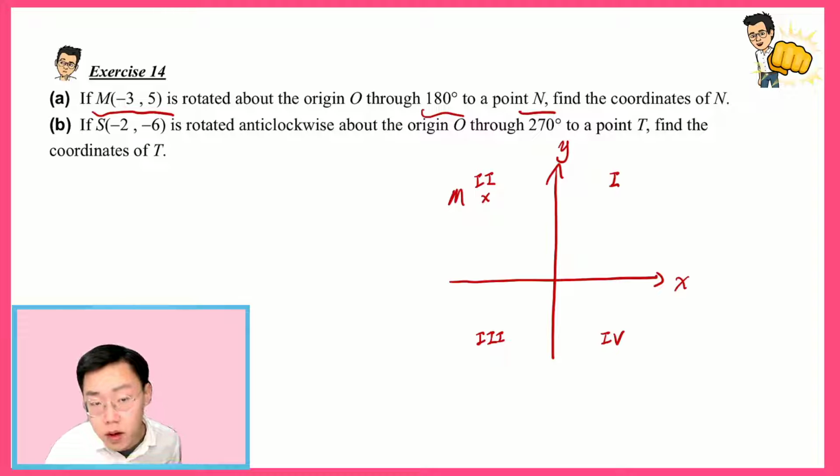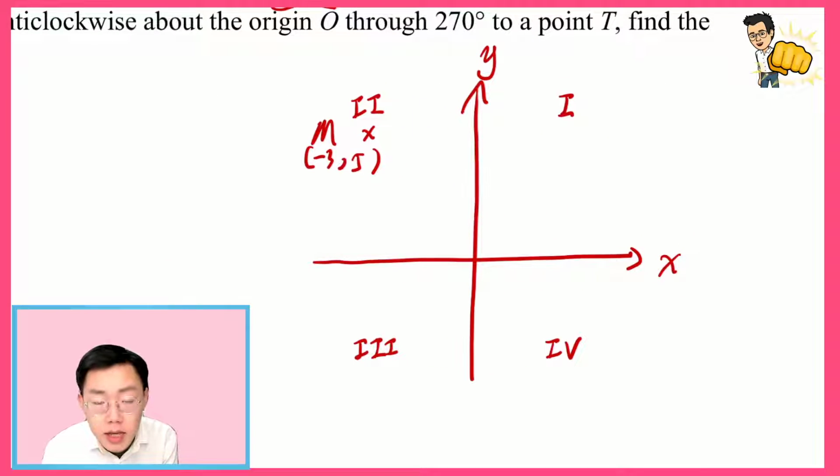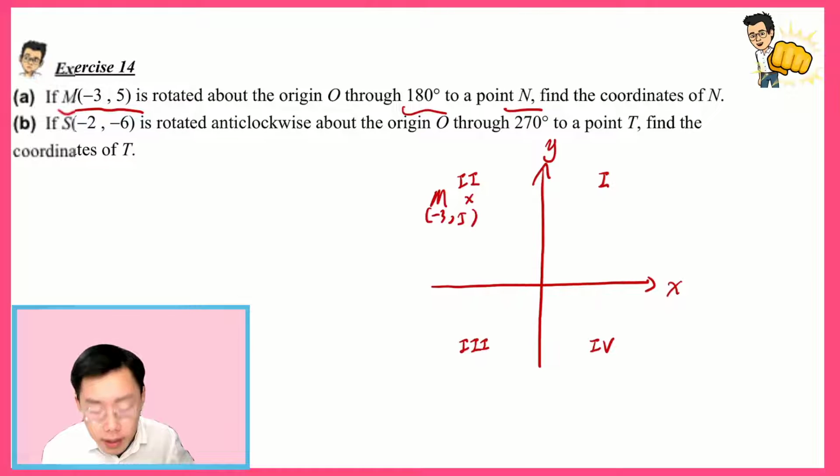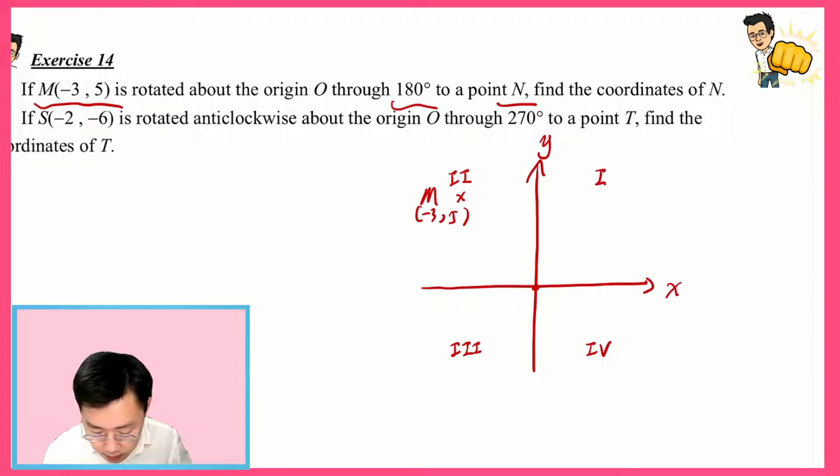Do you know the reason why? Because for quadrant 2, the x coordinate should be a negative number, and the y coordinate should be a positive number. I taught you this concept before. And this one is the center, the origin O, and it asks you to rotate about the origin O through 180 degrees.